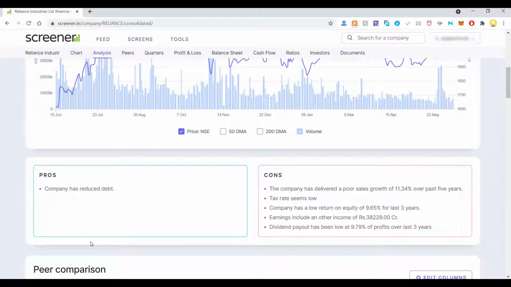Now, in the pros and cons, it is showing me some of the intelligent information that it has auto-generated. It says the company has reduced its debt, which is a pro for the company. Cons: the company has delivered a poor sales growth of 11.34% over the past 5 years, and the tax rate seems low. The company has a low return on equity, 9.6% for the past 3 years. The earnings include other income of 38,209 crores. Dividend payout has been low at 9.79% of profit over the last 3 years.